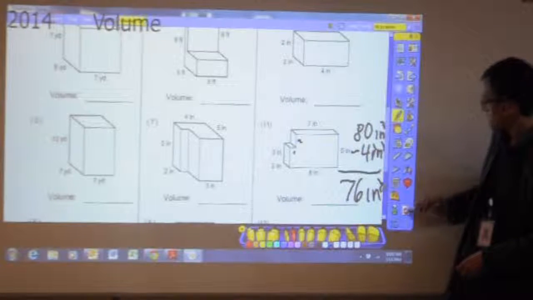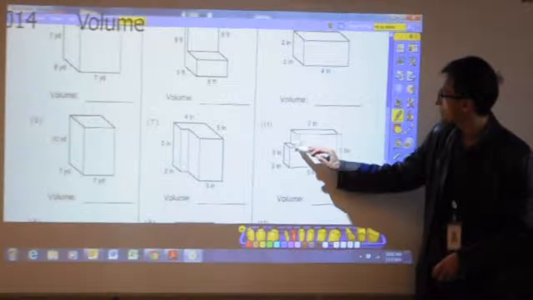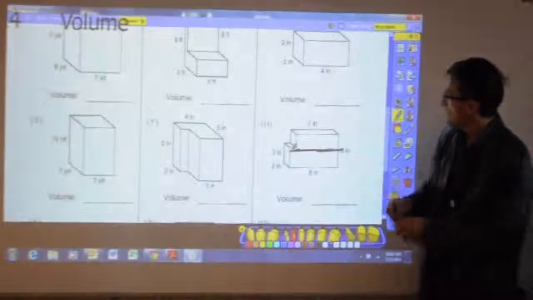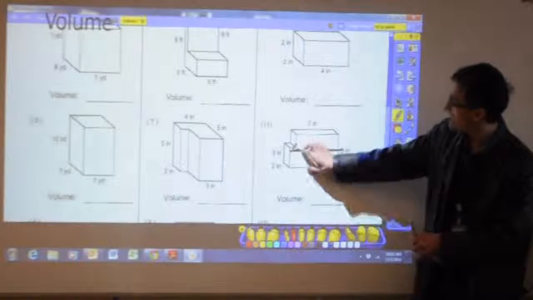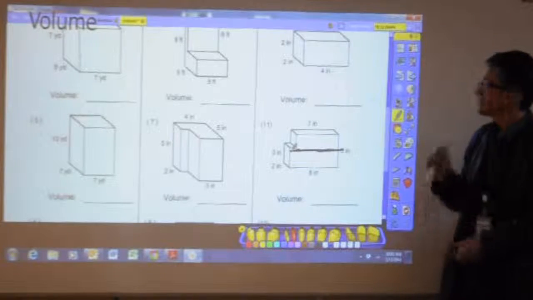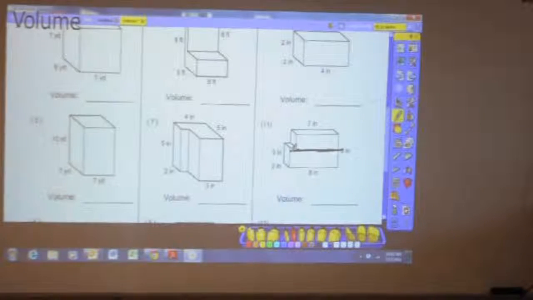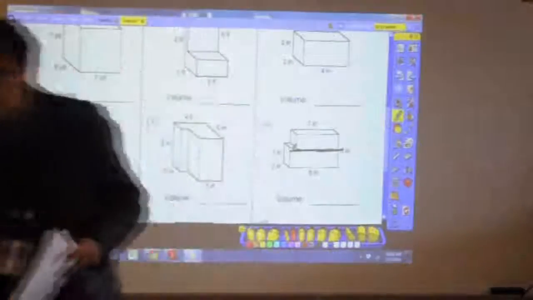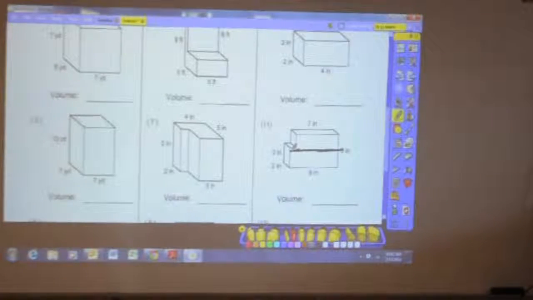It's going to be exactly the same answer if you decided, for example, to cut it right here and calculate this block plus this block. You're going to have the same answer. Okay, you're going to practice in this worksheet. But what is your perception? Sometimes you're not going to need all the numbers.